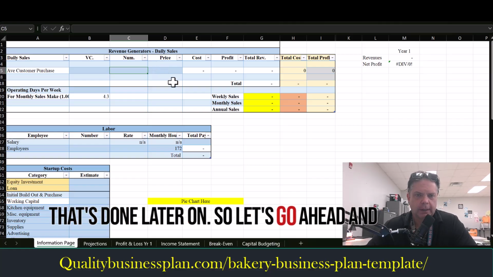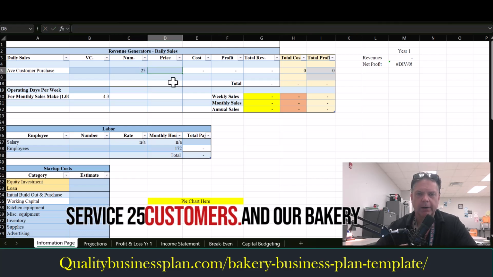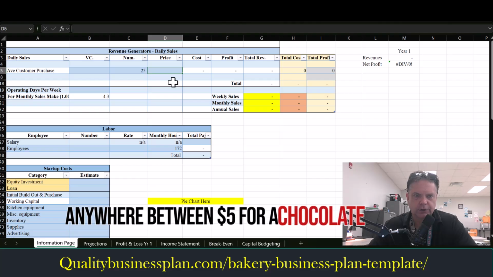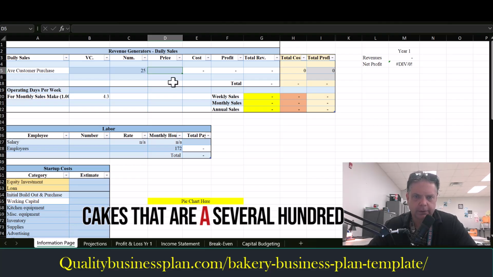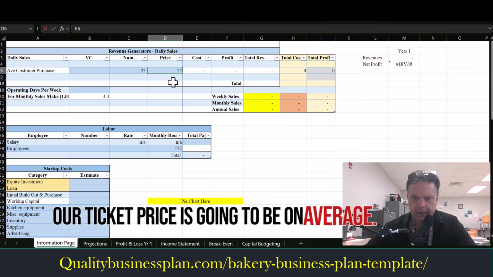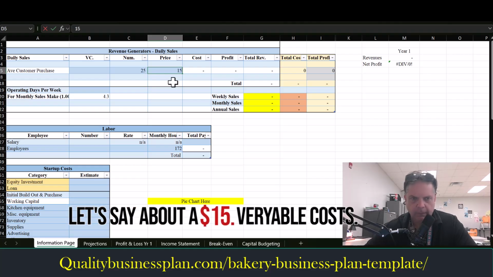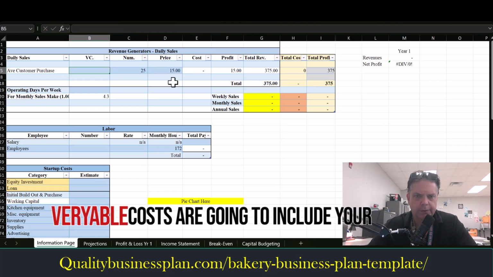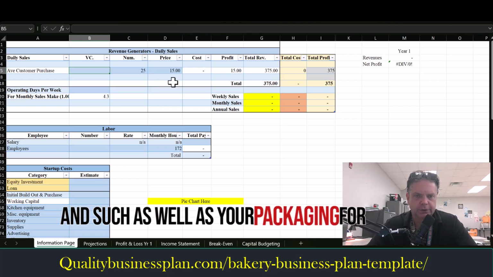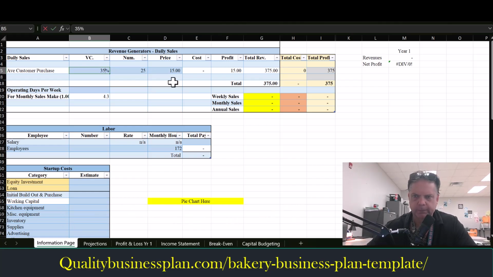So let's say that we pick out a location and we think we're going to service 25 customers, and our bakery products are going to range anywhere between $5 for a chocolate chip cookie all the way up to wedding cakes that are several $100s. So we're going to estimate that our ticket price is, on average, let's say about $15. Your variable cost is going to include your bakery items, your eggs, your flour, and such, as well as your packaging for your products. We're going to start off with 35%.